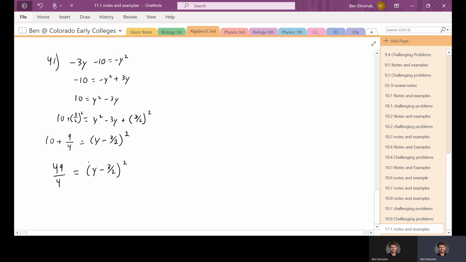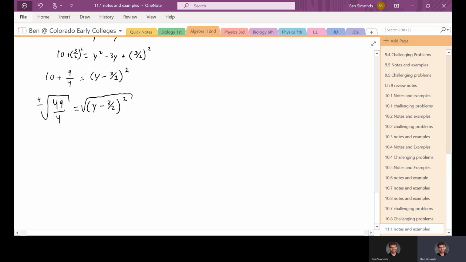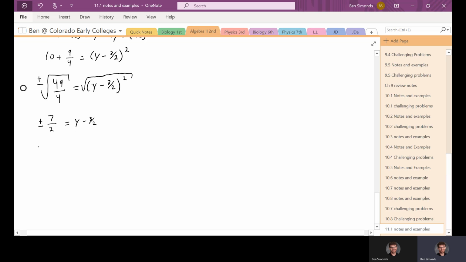And now we can use our square root property and undo a square with a square root, keeping in mind the plus or minus situation that we're very familiar with now. So the square root of 49 is 7. Square root of 4 is 2. Could be plus, could be minus. And over here we have regular y minus 3 halves, because the square and the square root cancel out. So we add 3 halves to both sides.